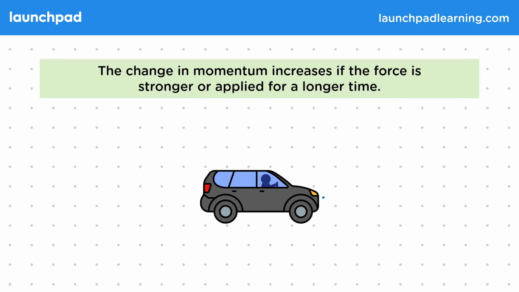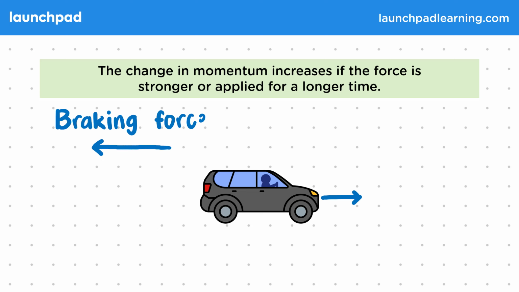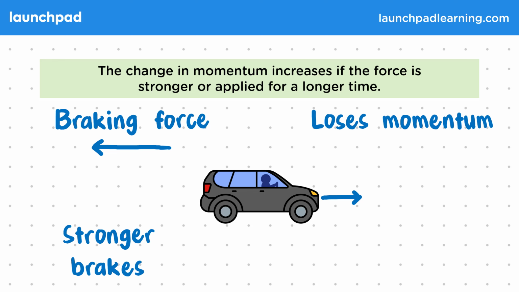Let's look at an example of a car slowing down. It does so by applying a braking force. This resultant force causes a change in momentum. Specifically, the car loses momentum as this force is directed opposite to its motion. Now, how can we increase the amount of momentum lost? Well, firstly, we could use stronger brakes in the car. Doing so will lead to a stronger braking force and increase the amount of deceleration. Hence, the car loses momentum more quickly.